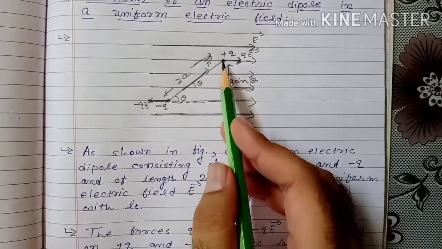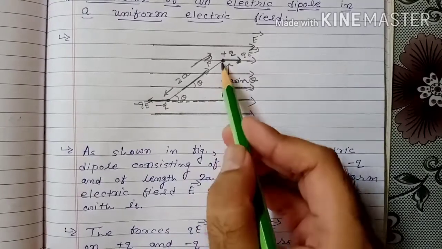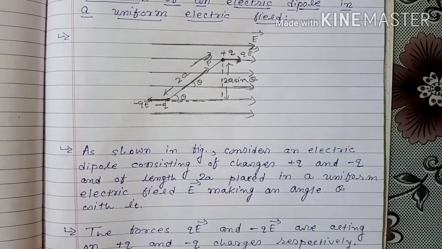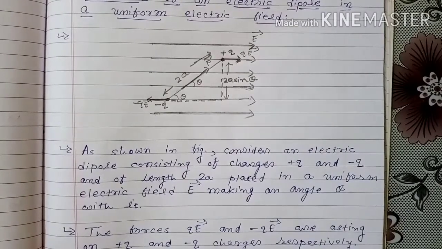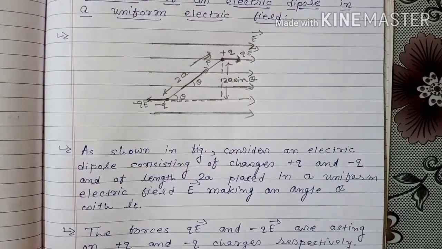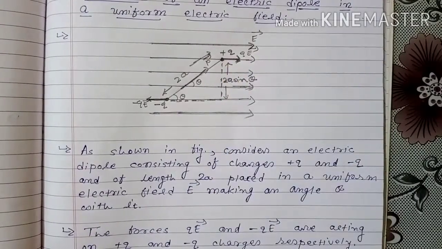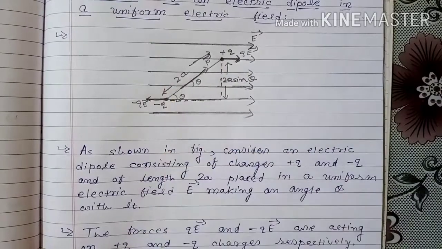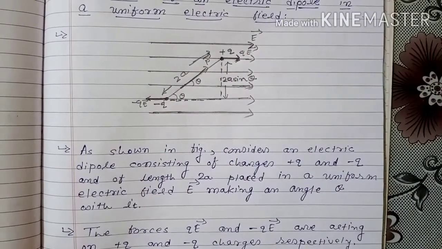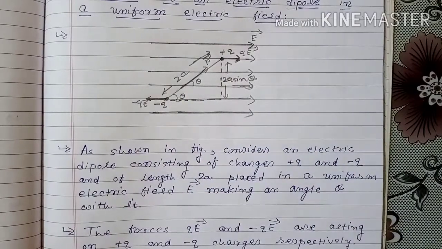Force acting on positive charge is in the direction of electric field, because we have already studied that force acting on positive charge is in the direction of electric field, and force acting on negative charge is in the direction opposite to electric field. And here this electric field is not due to the dipole. This is an external electric field. So here we can consider these two charges, plus q and minus q, as test charges, because the electric field is not due to this plus q and minus q. External electric field we have taken.